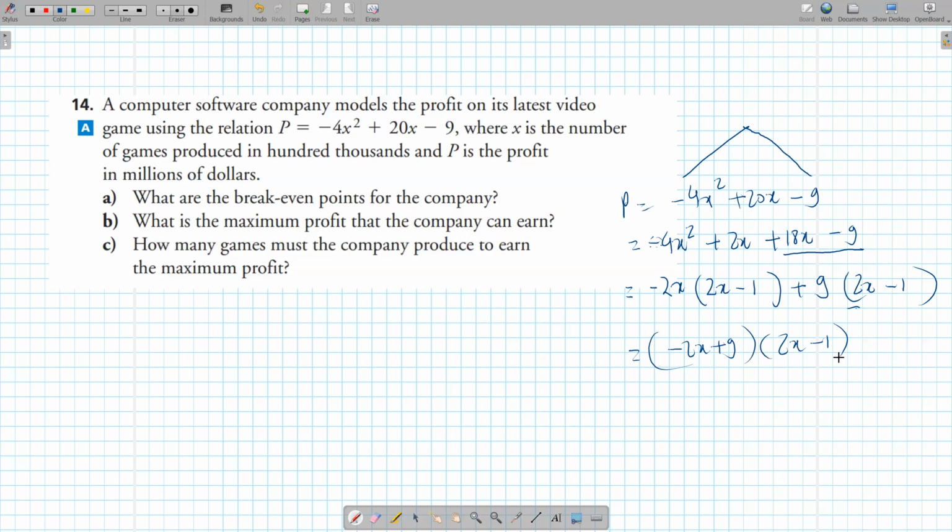Once you have this, we can find the x-intercepts, okay? To find the x-intercept, you just want to set the individual brackets equal to 0. This one, and then we're going to put the other bracket equal to 0 as well.